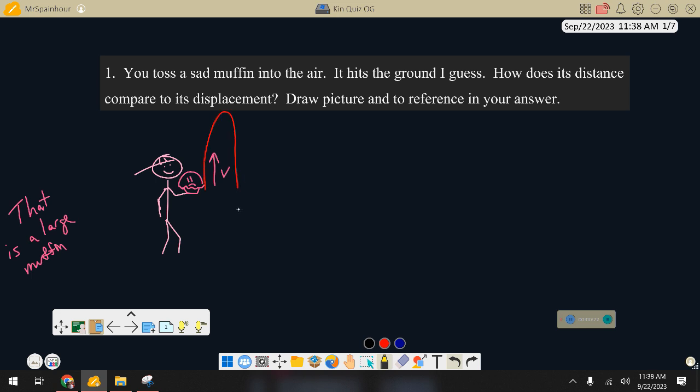The muffin's going to go up in the air and come back down in this case, and that would be its total distance traveled. Distance is simply total space traveled through. It's like your odometer. It doesn't care which way you're going, just overall how much space. Displacement, on the other hand, let's go with a different color here, starts here, and that is displacement.